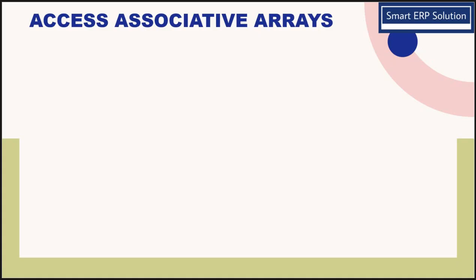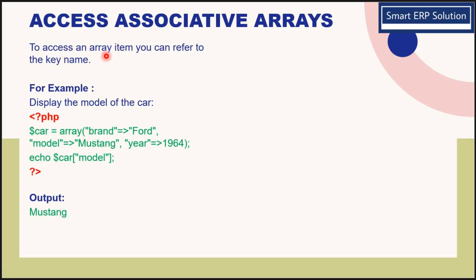Access associative array. To access an array item, you can refer to the key name. For example, display the model of the car. How to display the model of the car? $car equal to array, then brand equal to Ford, model equal to Mustang, year equal to 1964. If you want to display only the model of the car, then we need to write echo $car within the third bracket ["model"]. The model is Mustang, so the output will be Mustang.